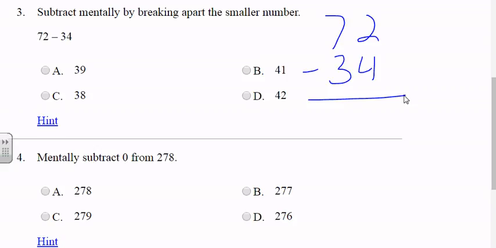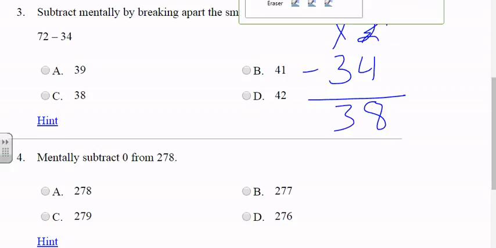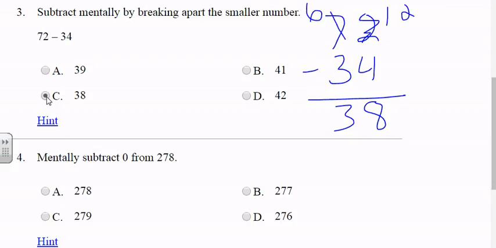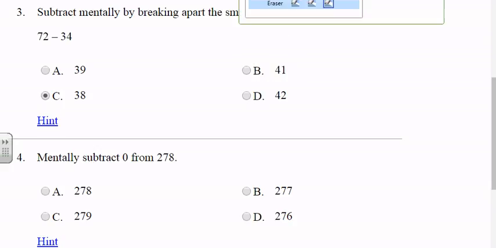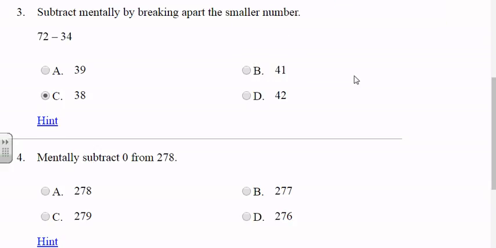So 2 minus 4, can I do that? No. Borrow from the 7, that makes it a 6. The one that I borrow goes to the right. Instead of 2, I get, what do I have now? 12. 12 minus 4 is? 8. And 6 minus 3? 3. So then my answer is? 38. Go ahead and erase all this. And there's only 5 questions on the quiz, by the way. So not that long.